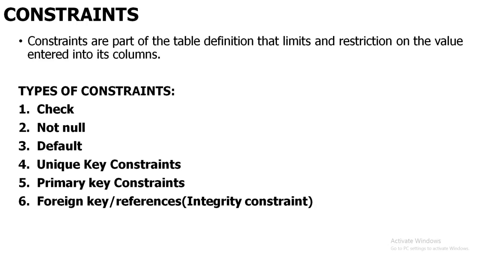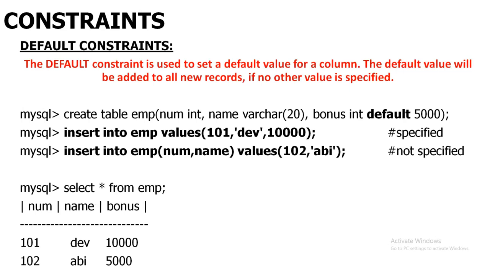So various types of constraints are available in DBMS. They are check, not null, default, unique key, primary key and foreign key. In this lecture, we will be covering the first three constraints. A default constraint. Default constraint is used to set a default value for a particular column. The default value will be added to all the new records if no other value is specified.